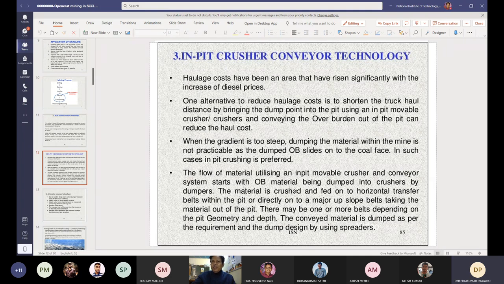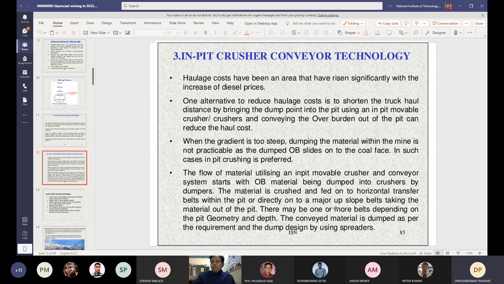The crushed material is fed to the horizontal transfer belt conveyor systems inside the pit, or directly onto major upslope belts, taking the material out of the pit. To take the material out of the pit, you will have a belt conveyor system so that the material will go up and away from the mine and you can dump the material in the dumping yard.